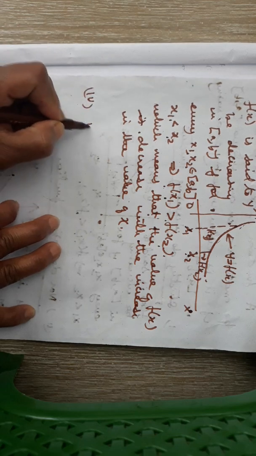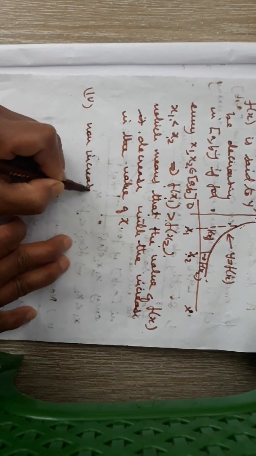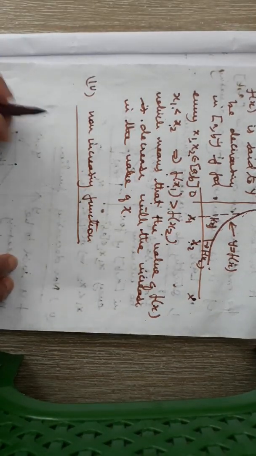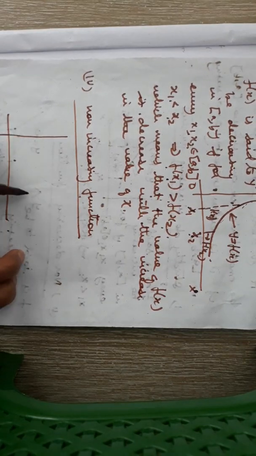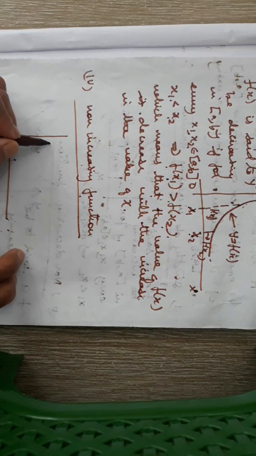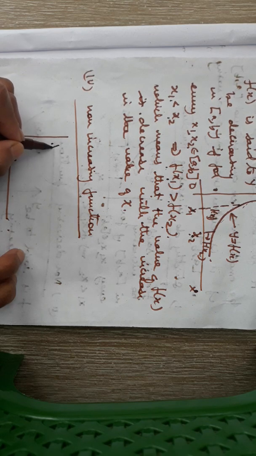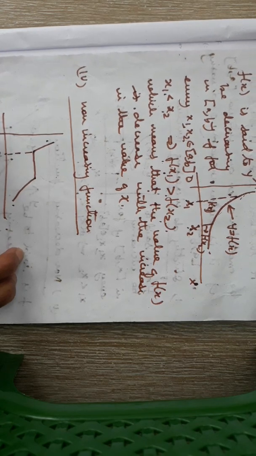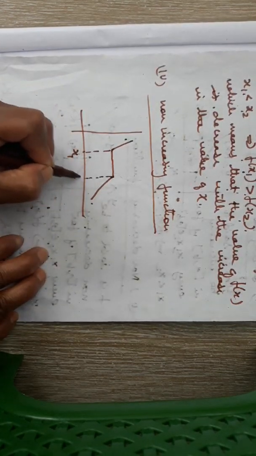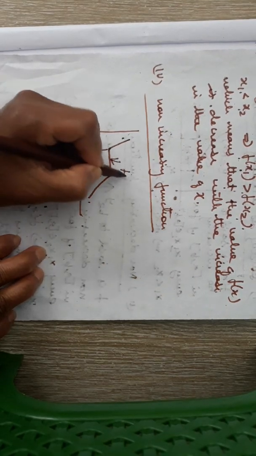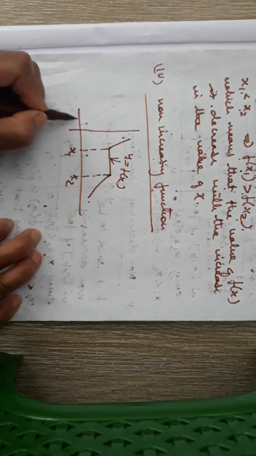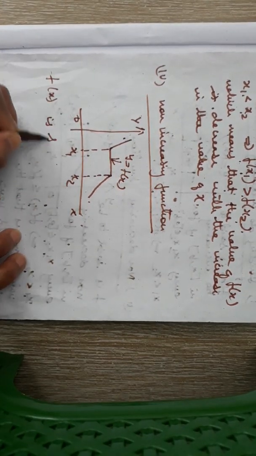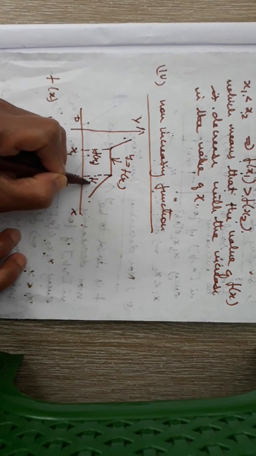Number 4 is non-increasing function. So in this case, x1 and this is x2. This is the curve f of x. y is equal to f of x, origin, x-axis, and y-axis. So f of x here is said to be, this is f of x1 and this is f of x2.